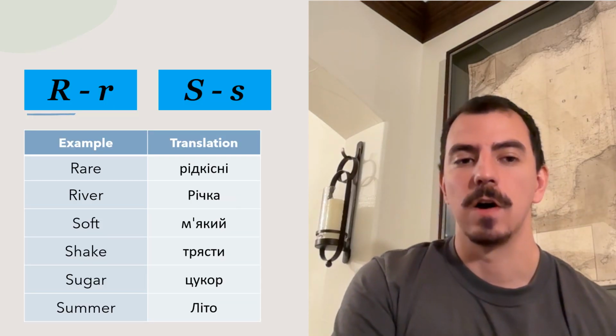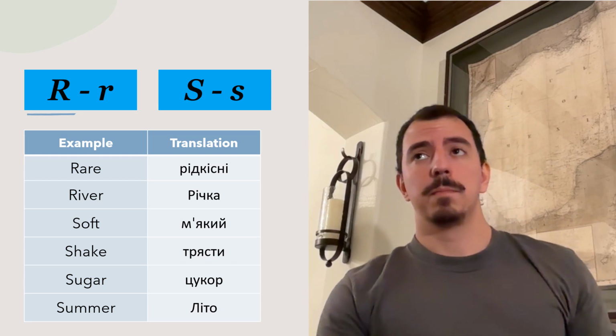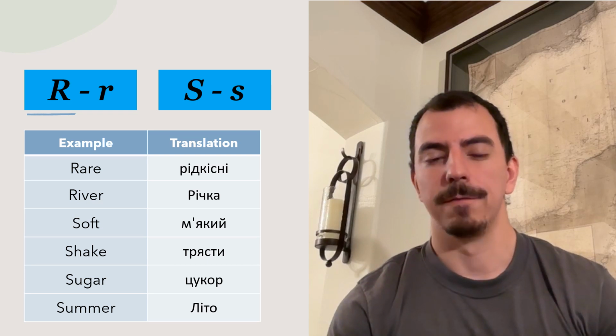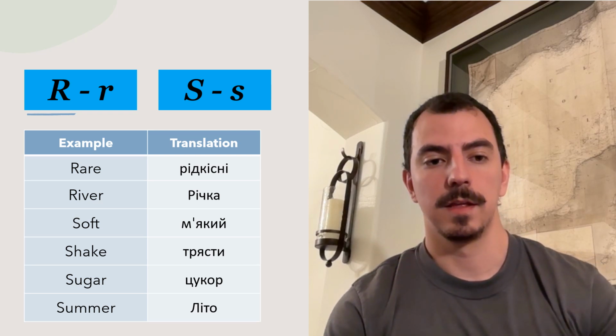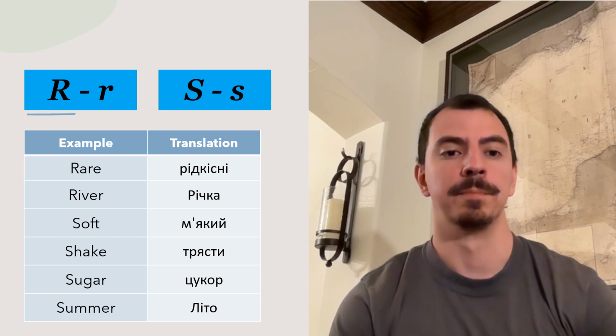The next letters are R and S. So R and S both generally have one sound each. S has a few different sounds when paired with other letters, though. So we'll cover the simple ones first and then get into the other combinations of S later on.